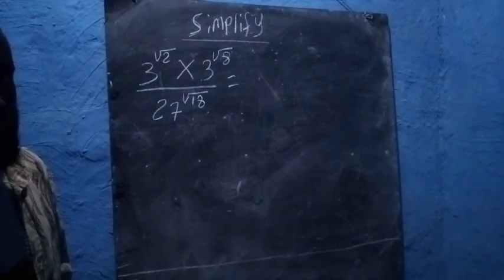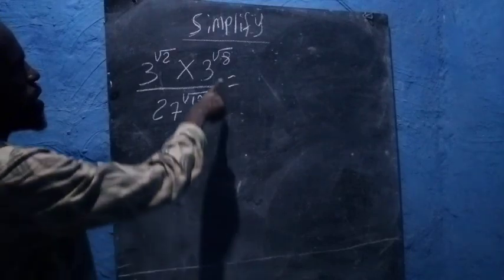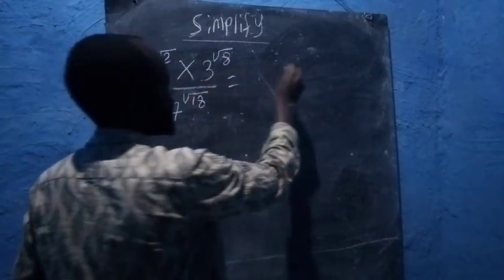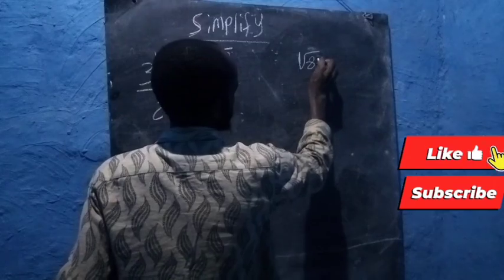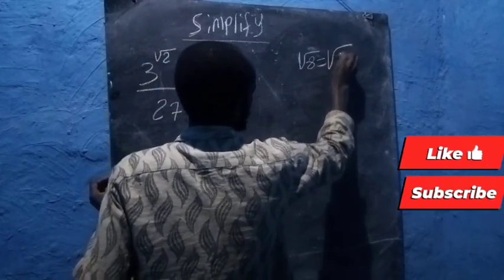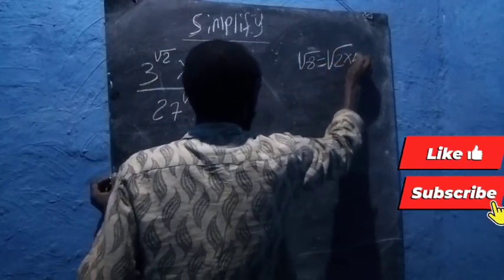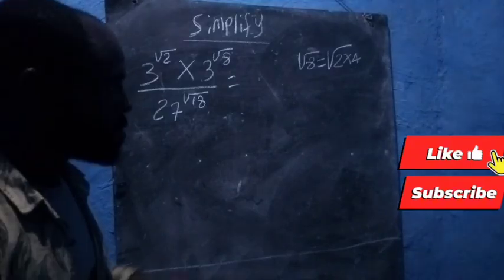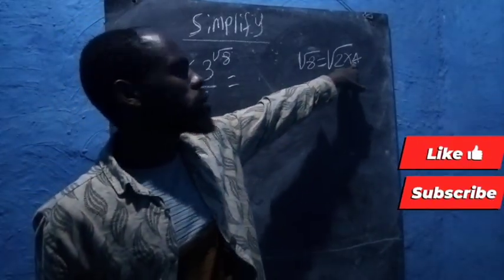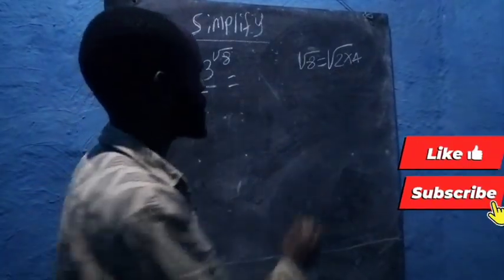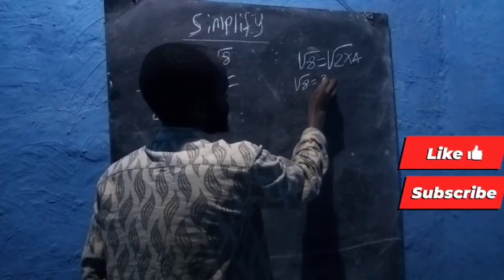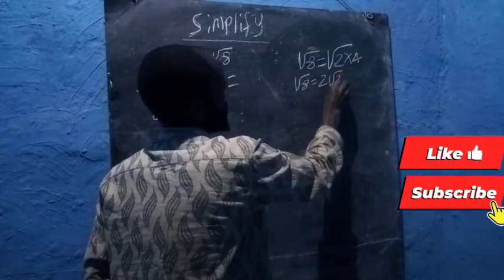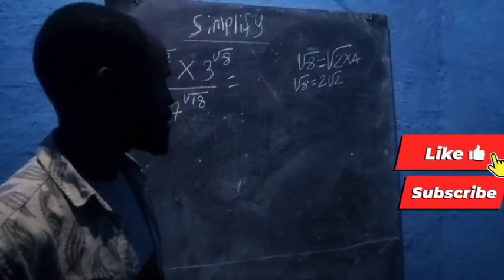Now, radical 8 means radical 2 times 4. Here 4 is a perfect square. So radical 8 is equal to 2 radical 2, because 2 is not a perfect square.